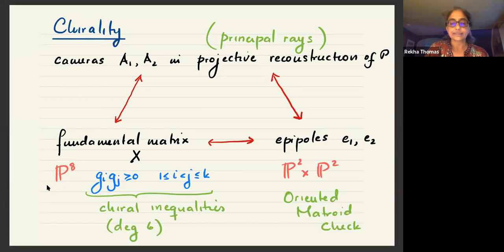They live in P8. And in epipole space, if you translate what these inequalities mean, you end up with an oriented matroid check. So in P2 cross P2, we have to check certain signs. It turns out to be checking the equality of two partial oriented matroids. I'll just be vague about these, but the main point is that all of the chirality inequalities that we had in the beginning have translations into these two spaces, which are P8 and P2 cross P2.